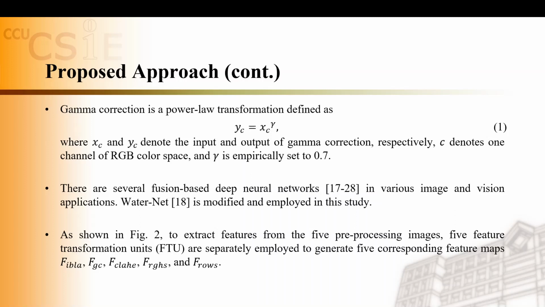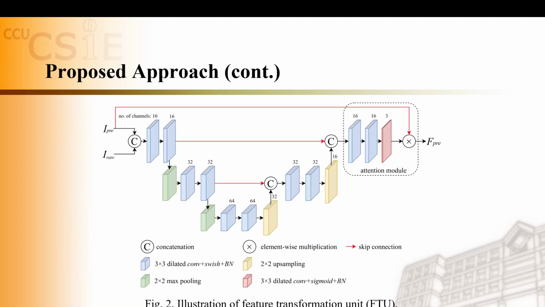There are 7 fusion-based neural nets in different image and vision applications. Water net is modified and employed in this study, as shown in Figure 2, to extract features from the 5 pre-processing images. 5 feature transformation units (FTU) are separately employed to generate 5 corresponding feature maps. Figure 2 shows the feature transformation unit.